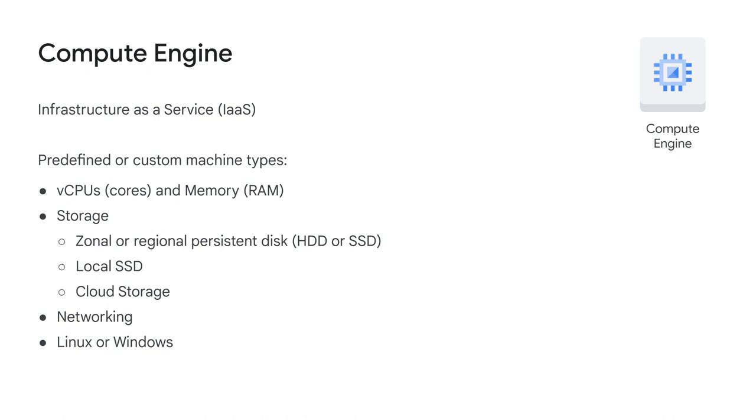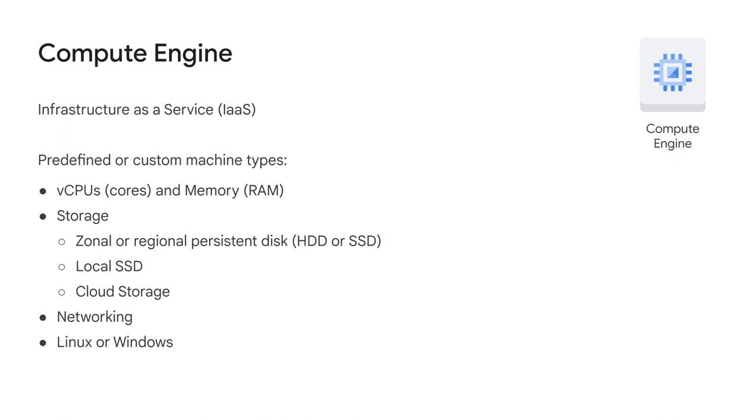At its heart, it's physical servers that you're used to, running inside Google Cloud's environment with a number of different configurations. Both predefined and custom machine types allow you to choose how much memory and how much CPU you want. You choose the type of disk you want, whether you want to use a persistent disk backed up by standard hard drives, or solid-state drives, or local SSDs, or cloud storage, or a mix. You can even configure the networking interfaces and run a combination of Linux and Windows machines.